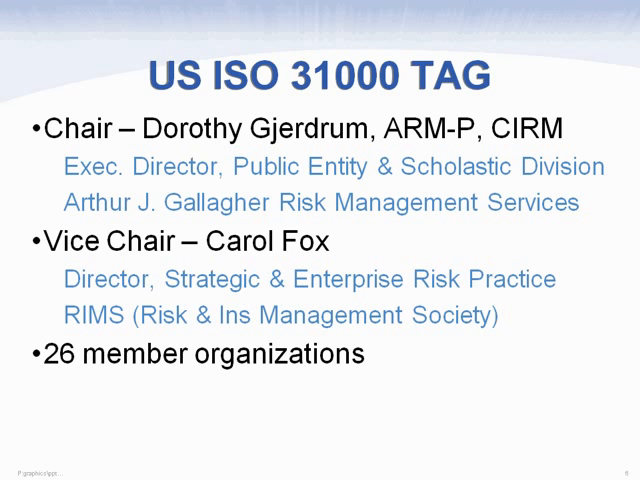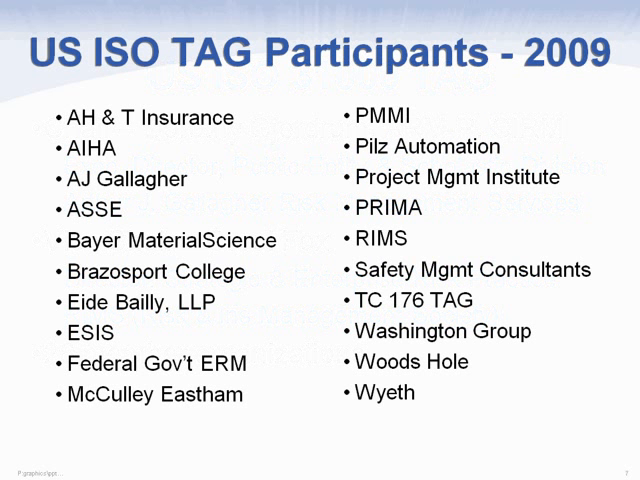You can see that the vice chair is from RIMS, the Risk and Insurance Management Society, and there are 26 member organizations on our TAG, and you'll see a list here of who they are. These were the original members when we were looking at ISO 31000, and if a lot of these names are not familiar to you, let me assure you, think about ASSE, which is the Society of Safety Engineers. It's very much based in manufacturing, in production, in industry, and there are robotics firms represented here. So these are folks who are used to contributing to industrial safety regulations and standards. So it was a bit of a mismatch at the beginning.